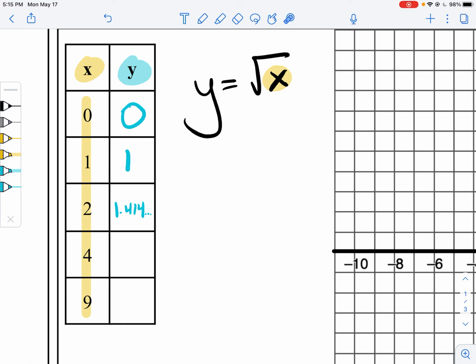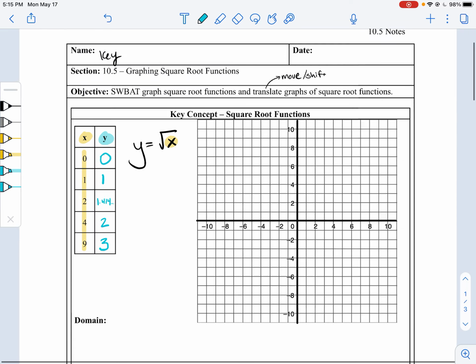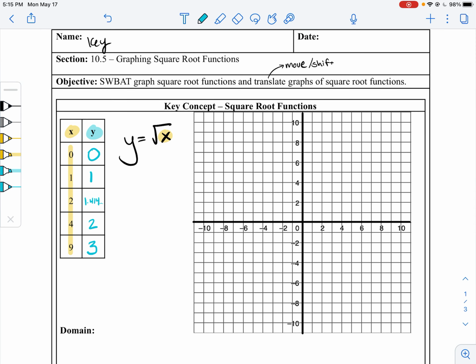Since the square root of 2 is yucky, I'm only going to do perfect squares for my x's because I'm allowed to do that. I can pick whatever I want my x to be. The square root of 4 is 2. The square root of 9 is 3. So those are going to be my points. I go over and put them on.